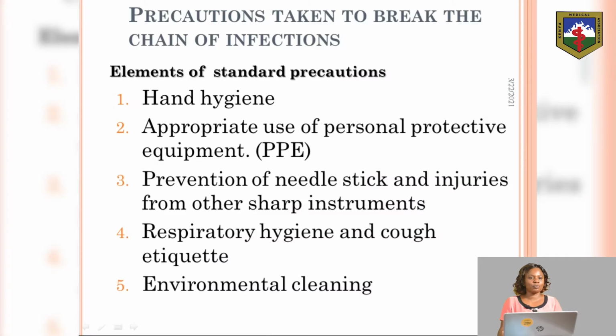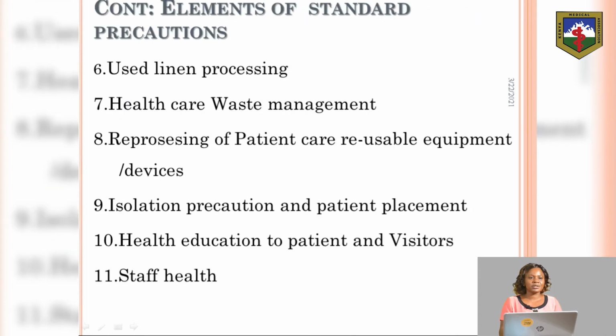There are many, starting with hand hygiene, appropriate use of personal protective equipment, prevention of needle stick injuries and sharps, respiratory and cough hygiene, environmental cleaning, used linen processing, healthcare waste management, reprocessing of patient care used equipment or devices, isolation precaution and patient placement, health education and patient and visitors education, and staff health is part of the standard precaution.